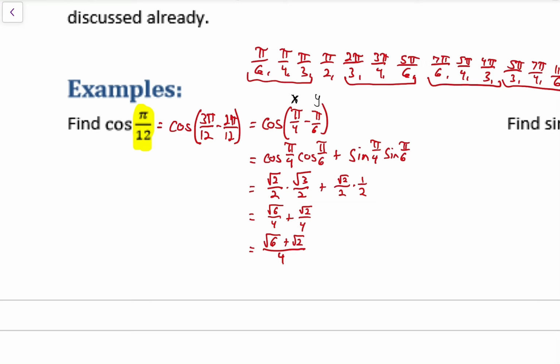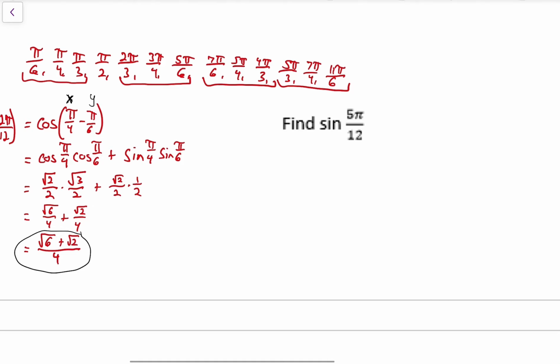add them. A way to check our answer, if you have a calculator, so we wanted to find the exact value, which we have. You could type cosine of pi over 12 in your calculator, and they should give you the same thing. All right, moving on to the next example.